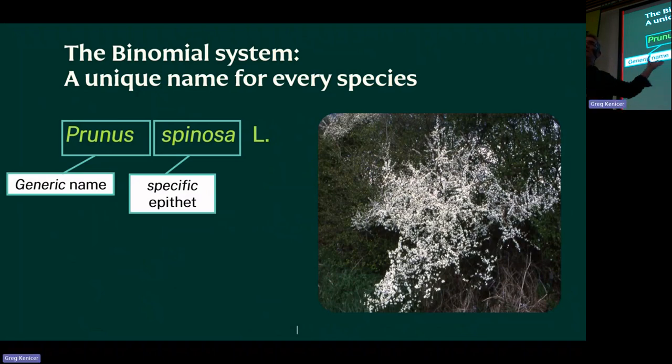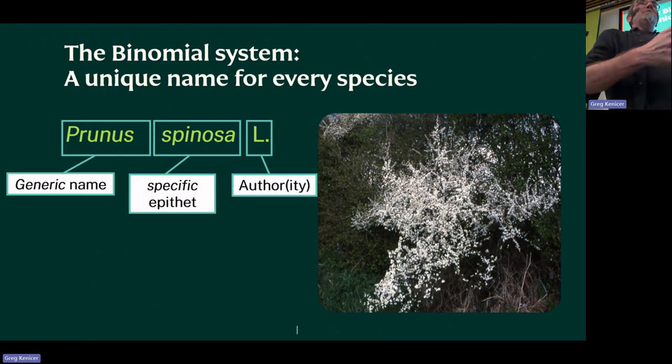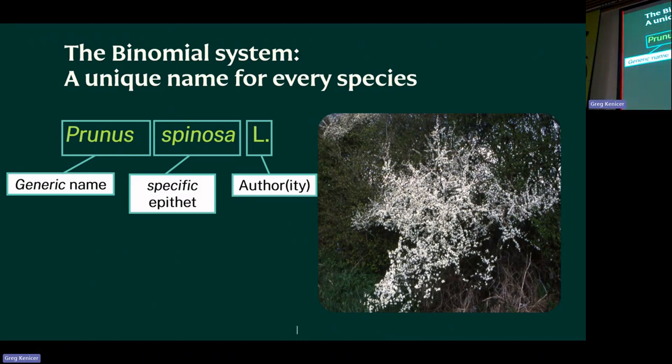I've got a nice binomial like this. This is good because it tells us it's spiny, and that's nice and accurate. It helps us with the ID for things. And then, of course, you often get that authority or the author name on the end as well. So in this case, L for Linnaeus, who came up with that binomial system or kind of codified it for science, essentially. So that's a really useful combination.